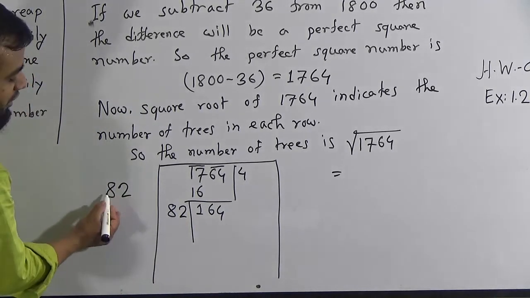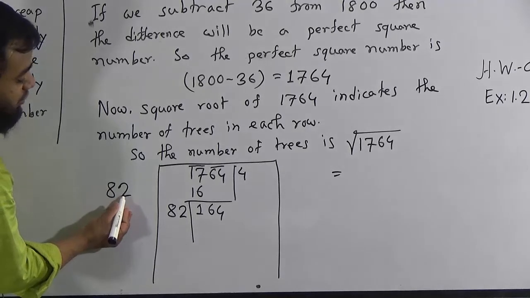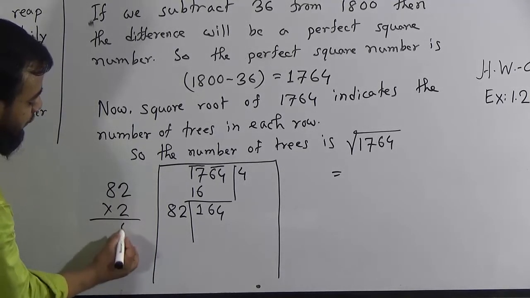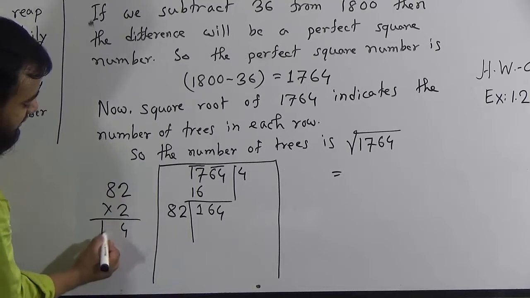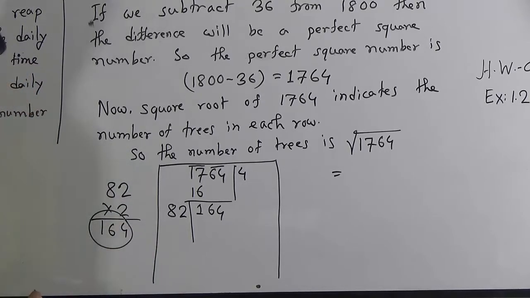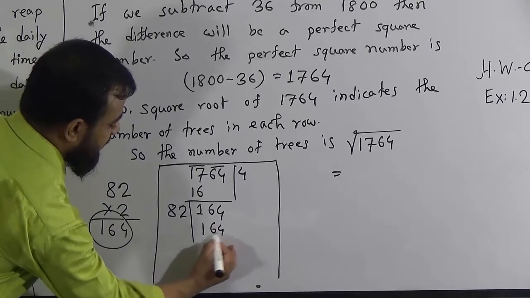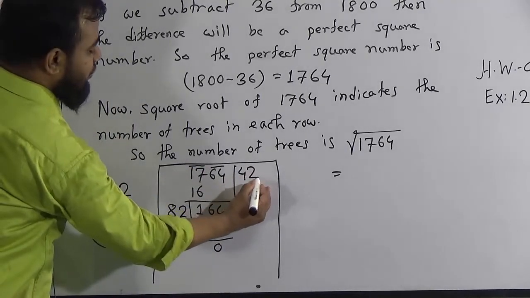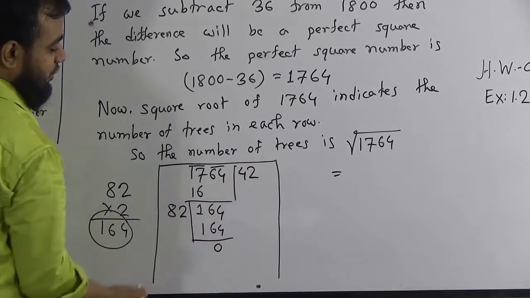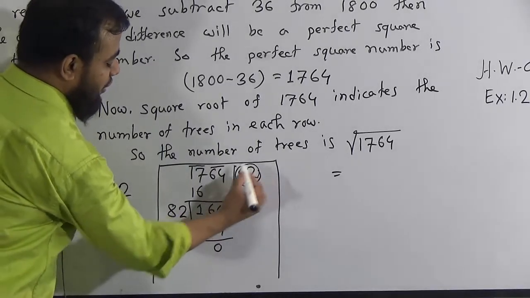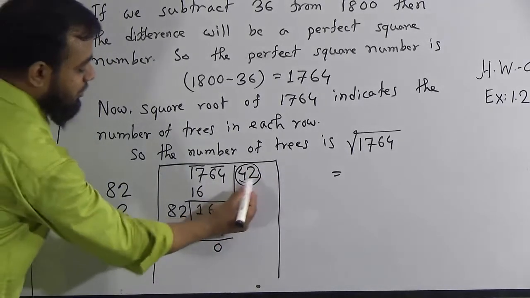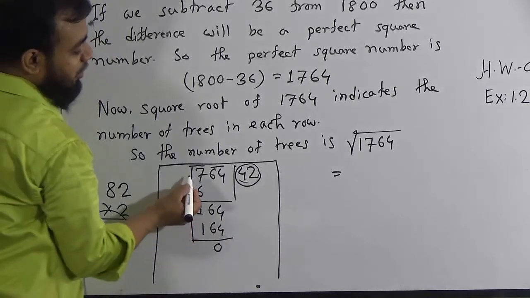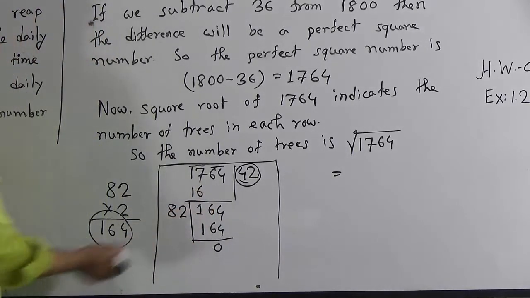If we put 2 on the right side of 8 and multiply the whole number by 2, we will get how much? We will get 2 2s are 4, 2 8s are 16. So we will get the perfect 164. Subtracted it will be 0. So our square root of 1764 is 42. Okay, 42. If you put 2 here and multiply by 2, 82 2s are 164. Now the square root of 1764 is 42.